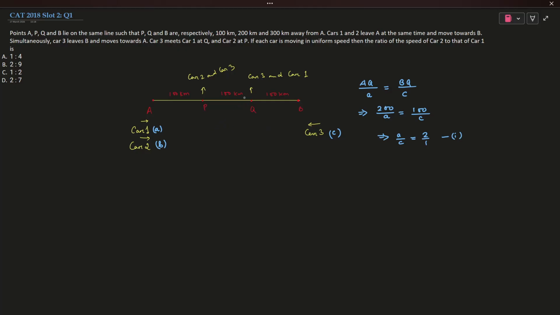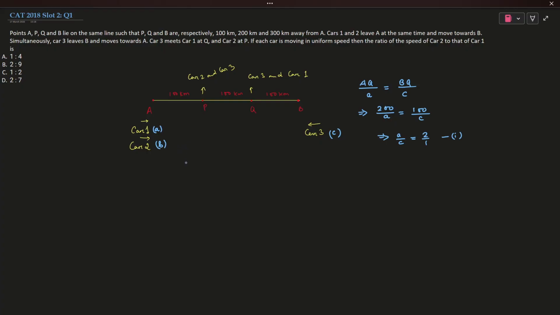Second, car 3 meets car 2 at P. Again, if I look from the initial time, then the time will still be the same, right? When car 2 starts from A and reaches P, at that time car 3 will reach P. Both have started at the same time and they are meeting at P. That means the time to travel that particular distance will remain the same.